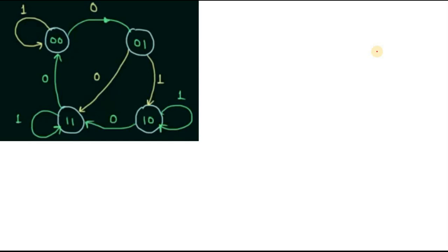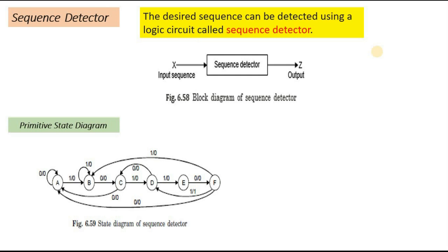And then sequence detector. This is another topic. Sequence detector. The desired sequence can be detected using a logic circuit called a sequence detector. So what I am trying to tell you is that a desired sequence can be detected using a logic circuit called a sequence detector. This is the block diagram representation of a sequence detector.